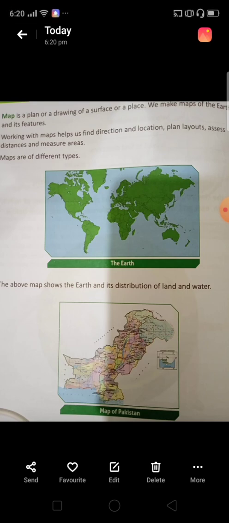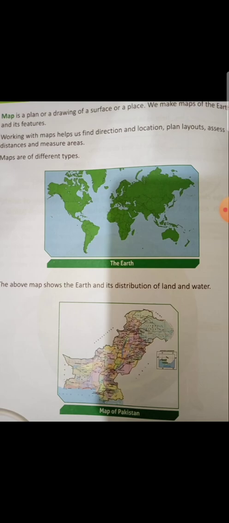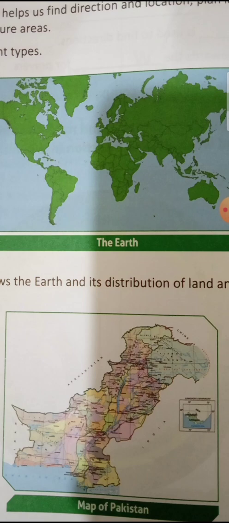Maps are of two different types. First is the map of the earth. As you can see, this blue area is covered with water and this green area is covered with population. The above map shows the earth and its distribution of land and water, as I mentioned. And this is the map of Pakistan, in which, as you can see, there is a distribution of provinces.